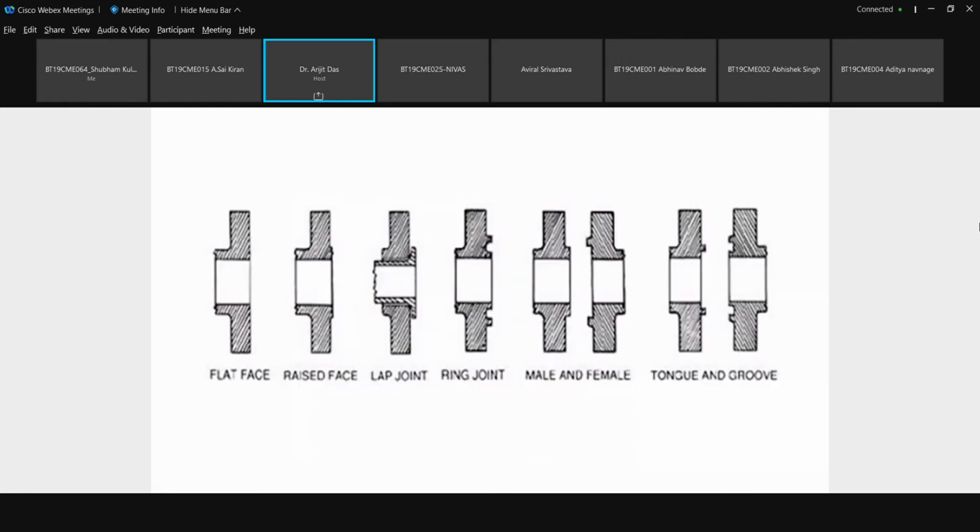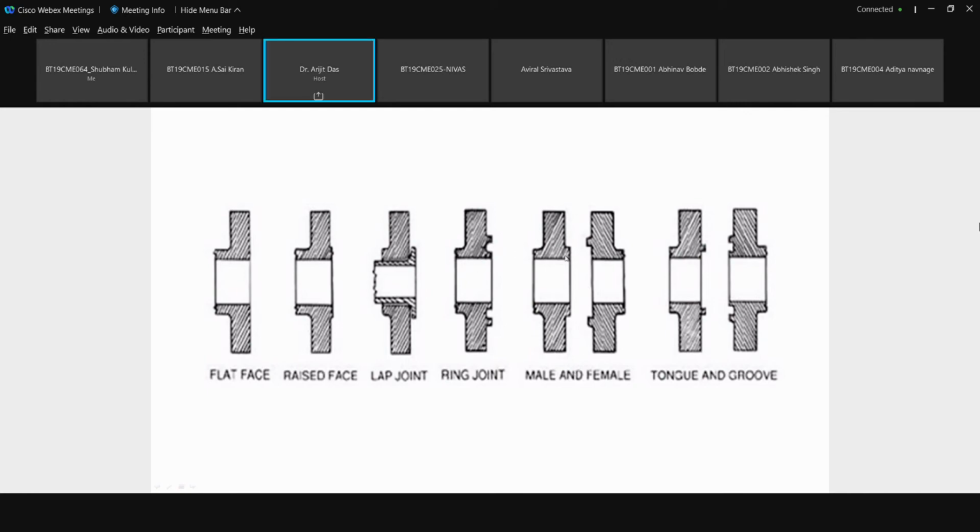And if you see the schematic, okay, so that is the flat face. You see our face is completely flat. Okay, so this is the flat face flange. This is the raised face, a portion a little bit raised, 2 mm, 3 mm max. A portion is raised. Okay, then the lap joint, lap and socket. Okay, I already discussed these two joints. Ring joint. Okay, ring flange.